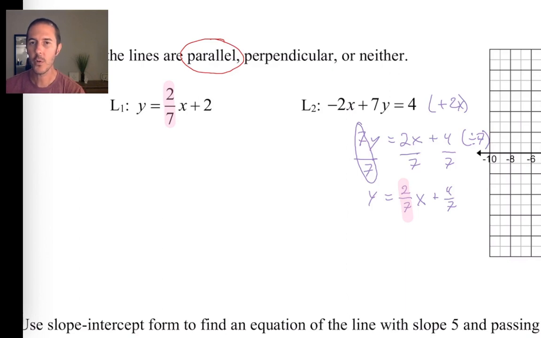How am I supposed to know if two lines are perpendicular? Perpendicular lines have opposite reciprocal slopes.